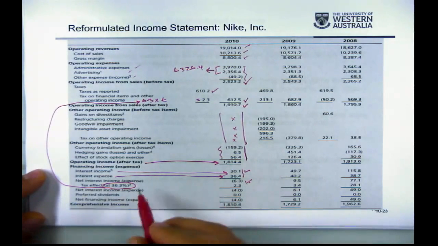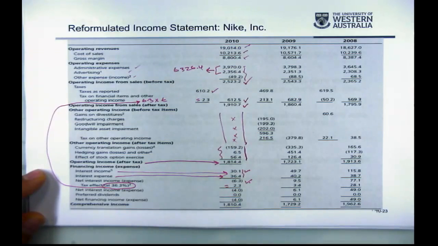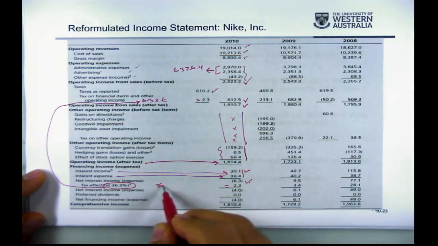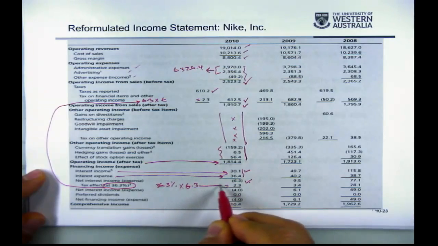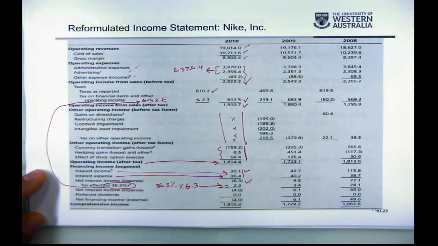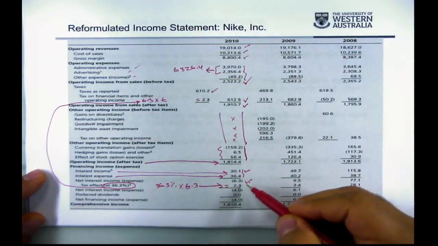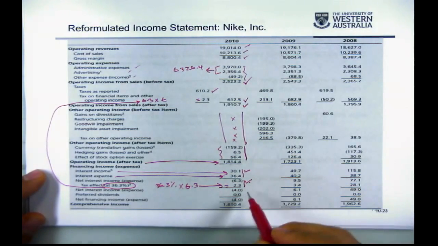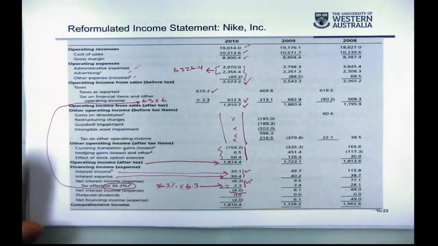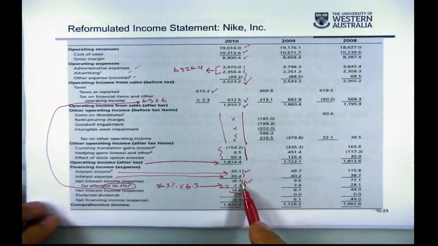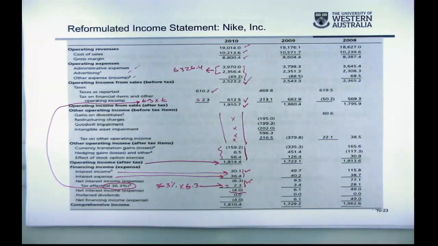The next step is to calculate the tax benefit or saving on this expense. It is the tax rate, 36.3% times 6.3, and that gives us the tax saving. Then we calculate the after-tax net financial expense. So this amount is this minus this, or the sum of the two if you keep this one negative.